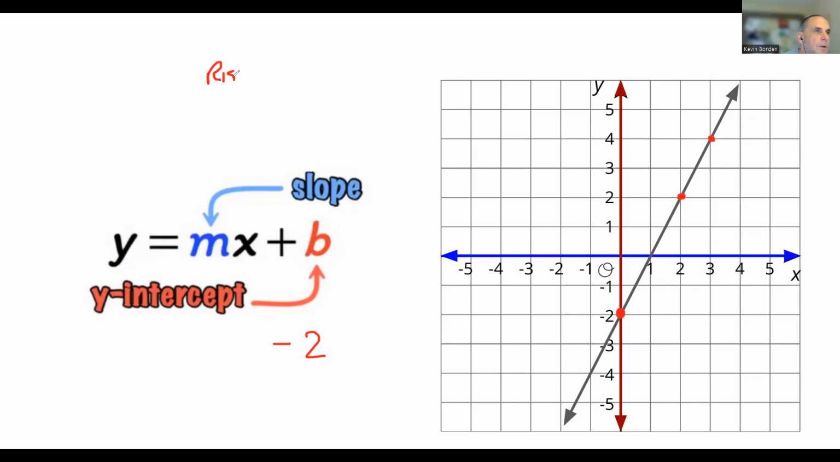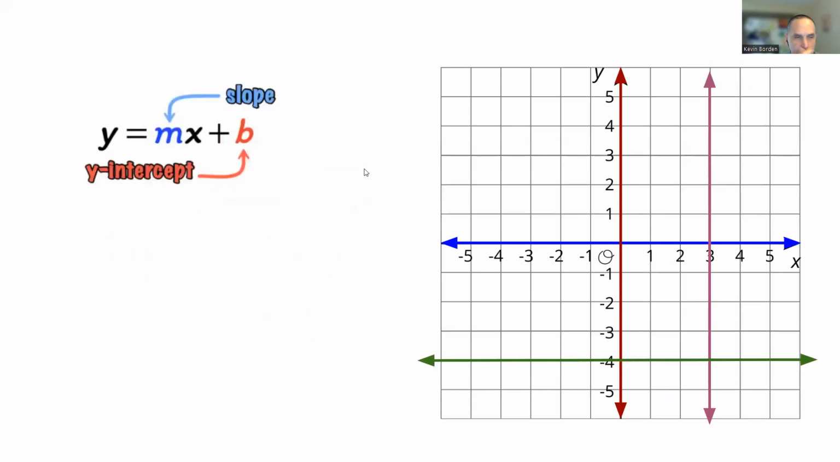Once again, for the slope, we are after the rise over the run, or the amount up and down divided by the amount over. So we have to go up 2, and we have to go over 1. So that is going to be +2 over 1, which is the number 2. Our slope, or the letter m, is 2. So 2x minus 2, and then we add y equals at the beginning. And we just found the equation for that line at the right. We only need to find those two things, the slope and the y-intercept.